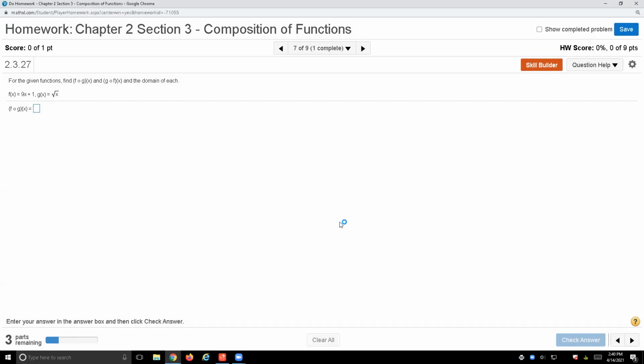Now number 7. This is 2.3, number 7. It says for the given functions fog of x and g of f of x, and the domains, where f of x equals 9x plus 1, g of x equals square root of x. Find fog and Goff.